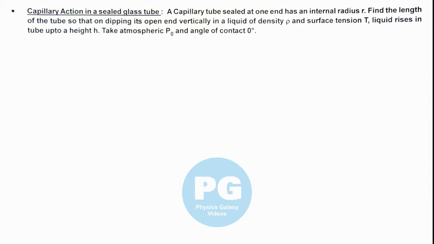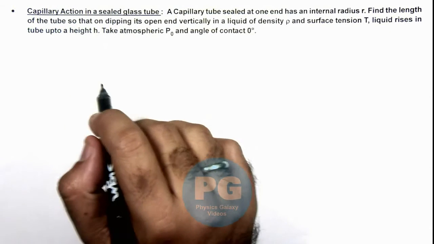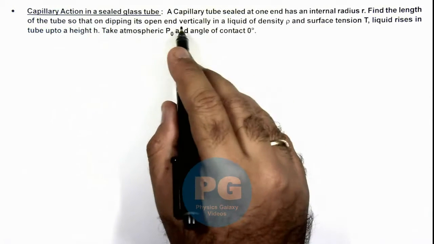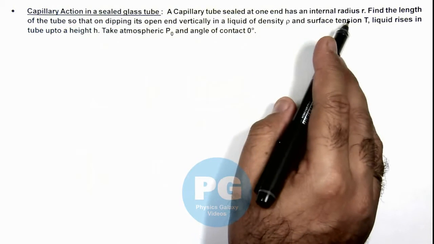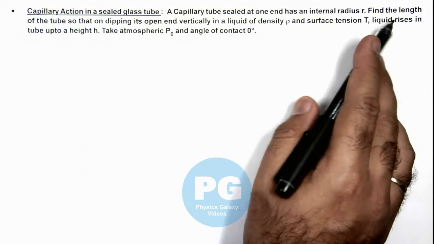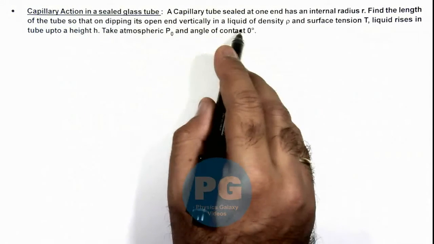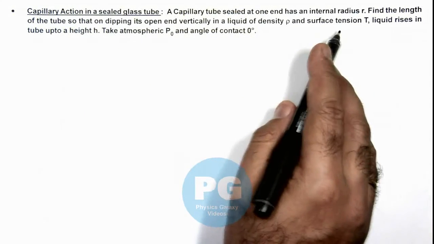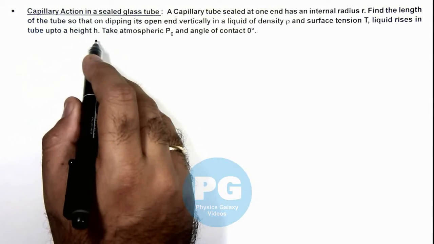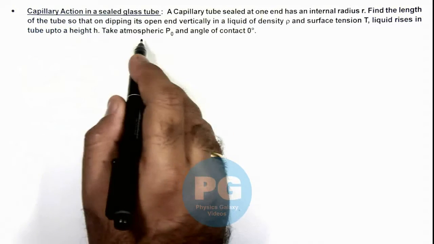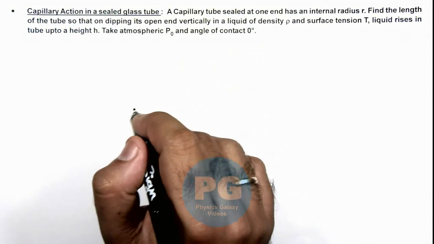In this illustration, we'll analyze the capillary action in a sealed glass tube. We are given that a capillary tube sealed at one end has an internal radius r, and we are required to find the length of the tube so that on dipping its open end vertically in a liquid of density ρ and surface tension T, liquid rises in the tube up to a height h, and the atmospheric pressure we can take as P0 and angle of contact is 0 degree.